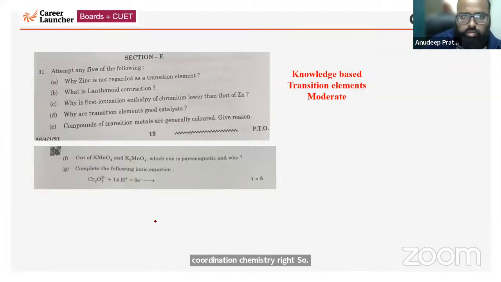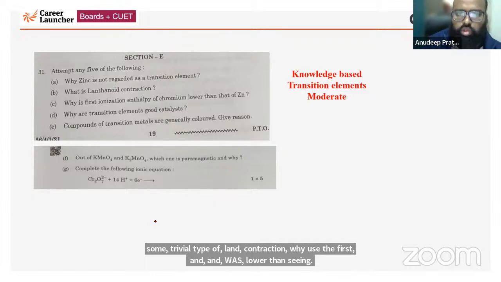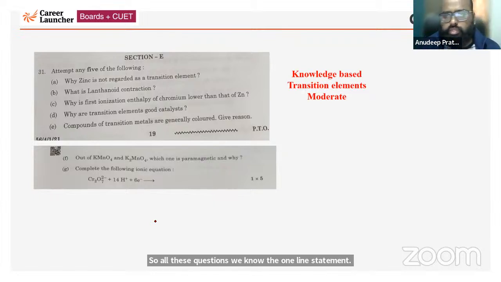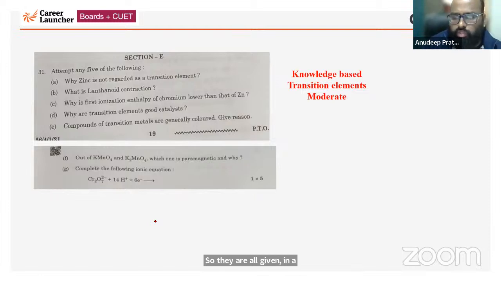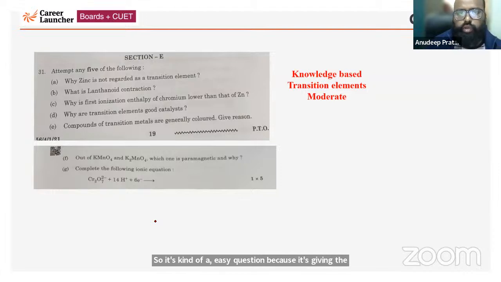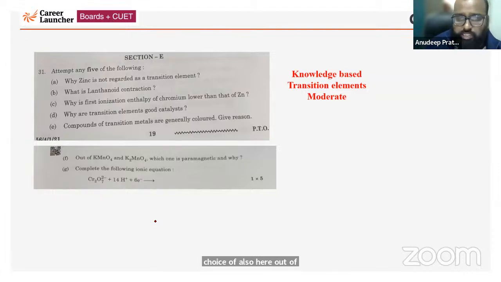You can see the questions from there. Directly, they have given the statements and all. Why zinc is not regarded as a transition element. Some trivial types of questions: lanthanide contraction. Why is the first ionization enthalpy of chromium lower than zinc? All these questions, we know the one-line statement, and they are all given in a single question. So it's kind of an easy question because he's giving the internal choice also here: out of 7, you have to write 5 only, right? So overall I'll say this is a moderate question from transition elements.